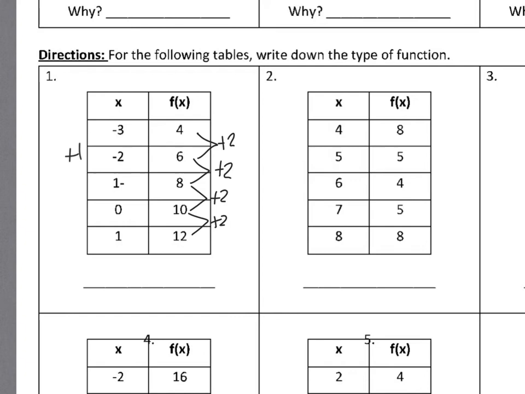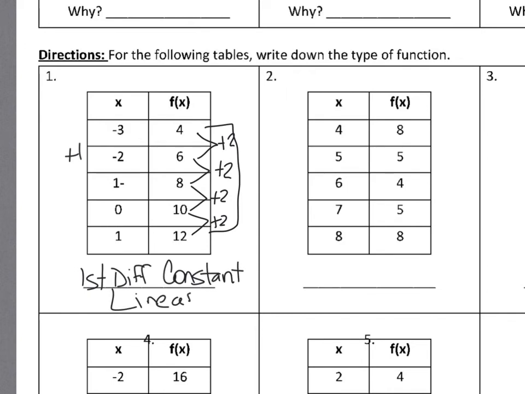All right, this one's pretty easy. First difference is constant, so that means it's going to be linear. Okay, it's a straight line. Our slope is 2 over 1, or 2. It's going up 2 for every 1 x, okay?